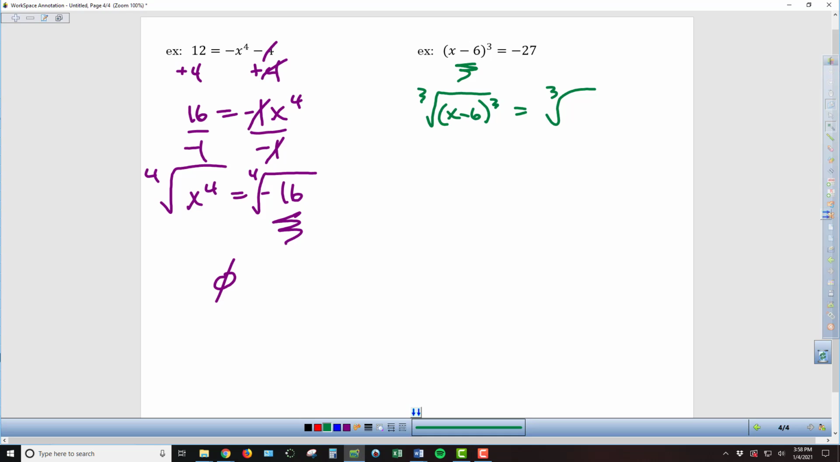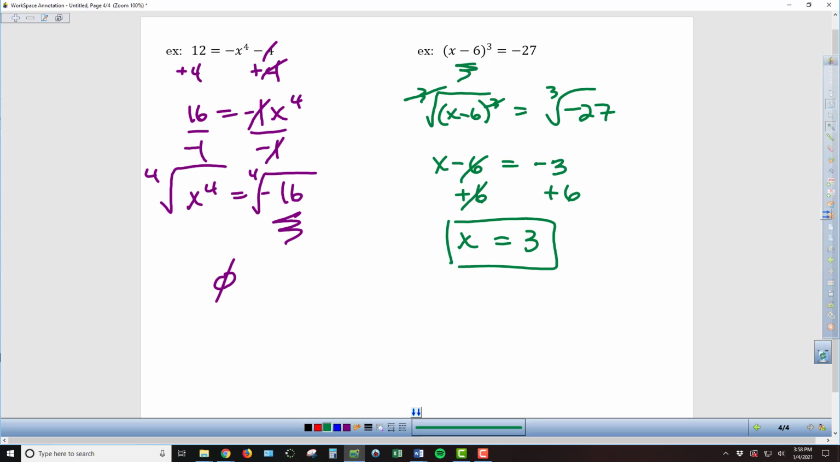So we've got the cube root of negative 27 over here on the right. So on the left, the cube root and the cube cancel each other out. That's the whole reason that we do that. So we get x minus 6 is left behind. Now on the other side, we saw this previously already, so the cube root of negative 27 is negative 3. So now my last step is to isolate the x by adding 6. So this time we're isolating the x after, not before, we take the root. So we end up with x equals negative 3 plus 6 is 3.